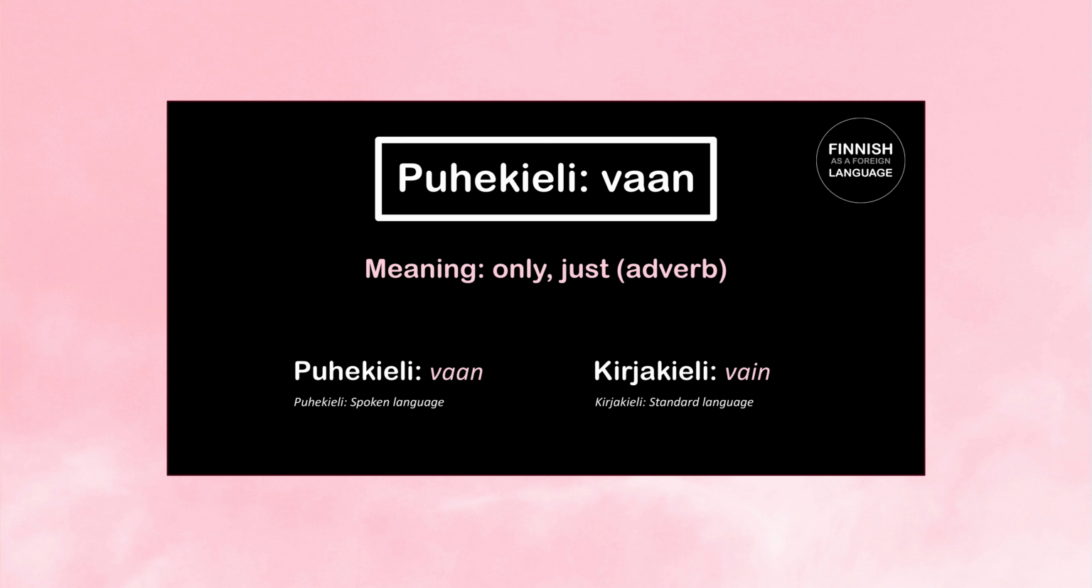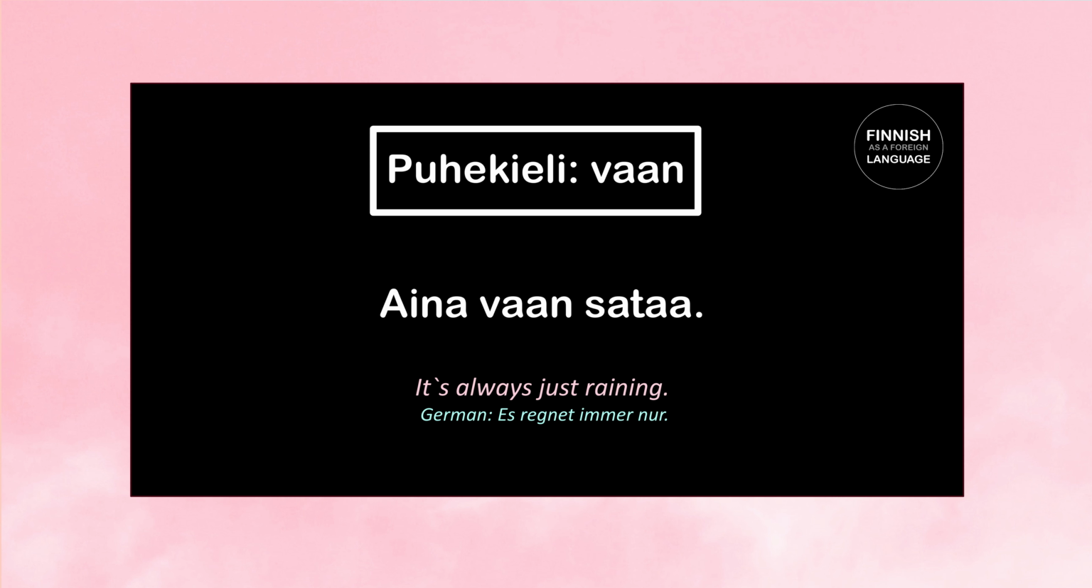Here are two examples. Aina vaan sataa means it's always just raining. So aina means always. Vaan here is actually puhekieli and it means only or just. And sataa means raining. It's the third person singular present tense of the verb sataa, which means to rain. So let's repeat. Aina vaan sataa. It's always just raining.